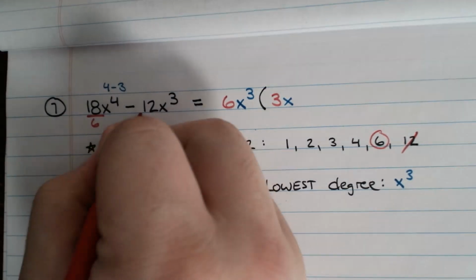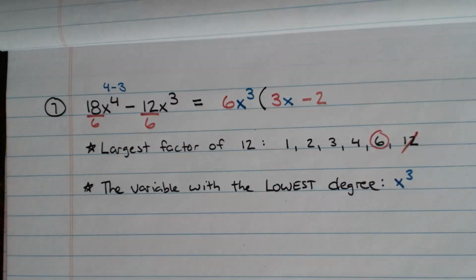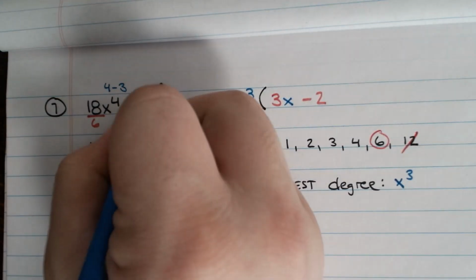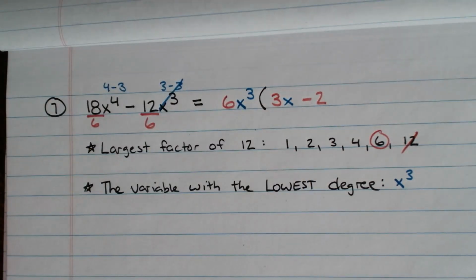Then divide negative 12 by 6. You get negative 2. Subtract for the exponent 3 minus 3. That becomes 0, which cancels out. Your final answer is 6x cubed times (3x minus 2).